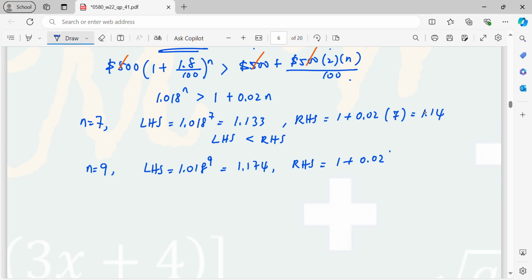So when n equals 9, you times 9, then you will be getting 1.18. Again, left hand side is less than right hand side. Okay, then now here I consider n equals 11.